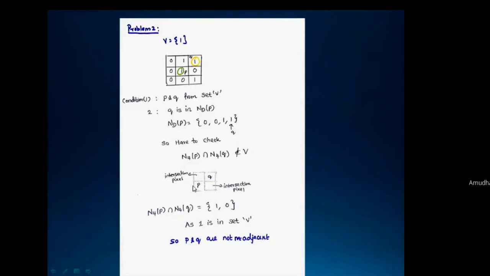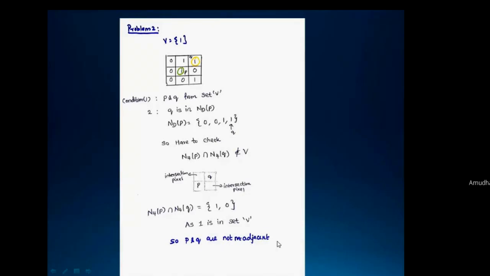So we have to see what the intersection pixel is. For example, I'm taking P and Q here. Can you see my mouse? What are the intersecting pixels? Common pixels of P and Q. Only these 2. Always only 2 pixels will be intersecting pixels, not more than 2. These values should not be from the V value. If these 2 values are from V, then it is not adjacent. What are the values of these 2? 1 and 0. But 1 is available in set V, so it is not M adjacent.